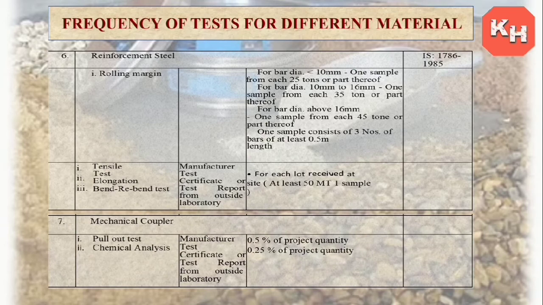Mechanical coupler. Whenever you use couplers for slabs, there are also tests: pull-out test and chemical analysis. Manufacturer test certificates are also required, and a test report from an outside laboratory is required. For the pull-out test and chemical analysis, 0.5% and 0.25% of project quantity. Means for the pull-out test, 0.5% of the total couplers required for the project, and for chemical analysis, 0.25% of the total couplers required for that project.